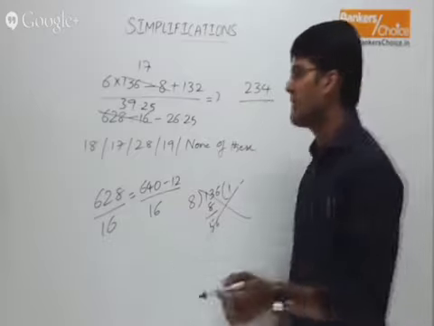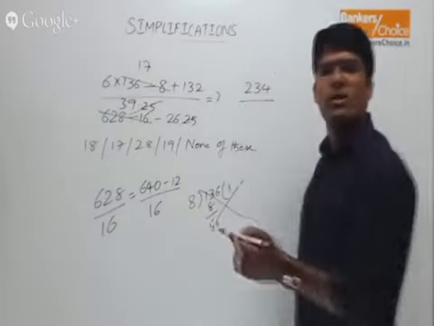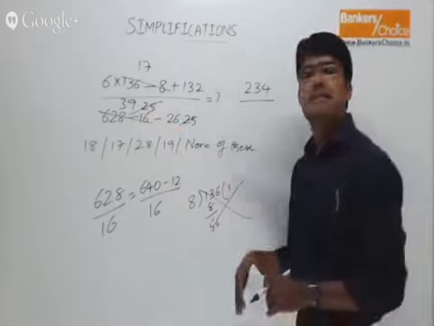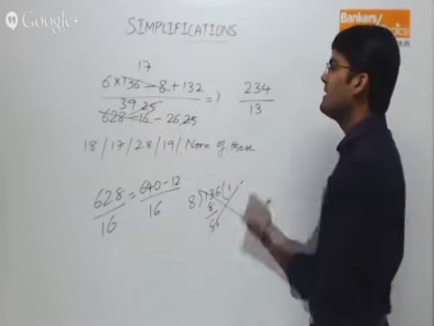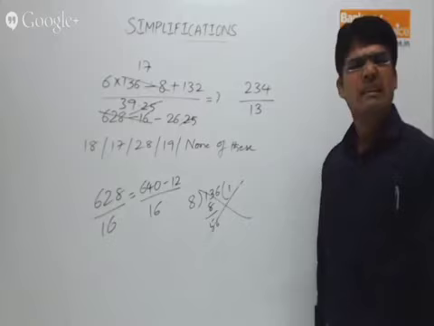39.25 minus 26.25. Forget about the decimal parts. 0.25, 0.25 gets cancelled. 39 minus 26. How much is that? 13. So your answer here is 234 by 13.